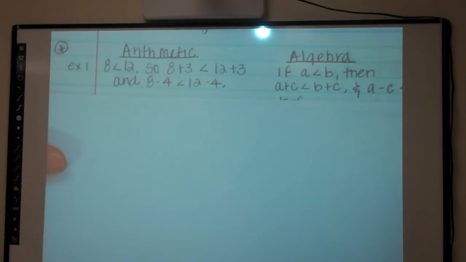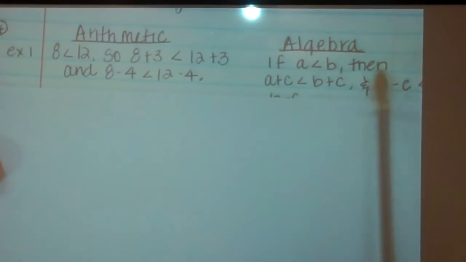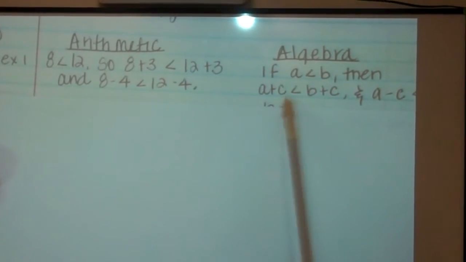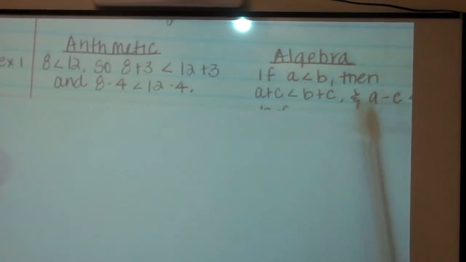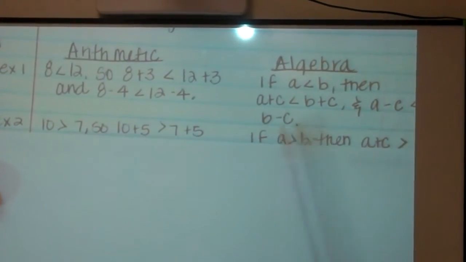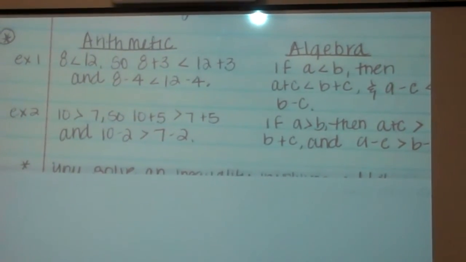Okay, so if I did the algebra, just A is less than B, then A plus C is less than B plus C. And if you subtracted a C, it would be the same thing. A minus C is less than B minus C. Okay, I did another example. You don't have to write that one down.